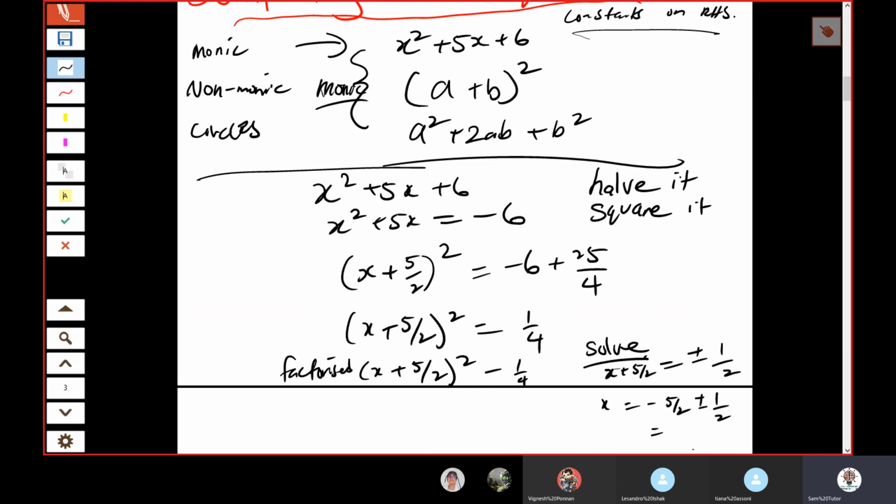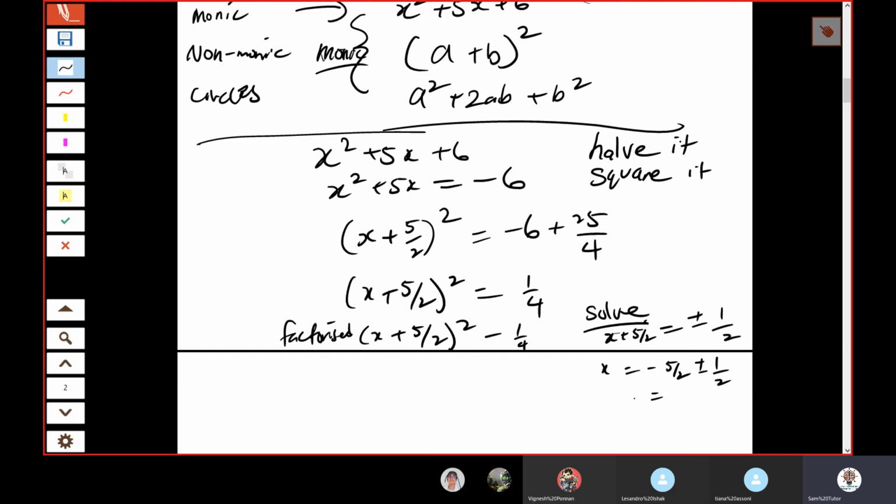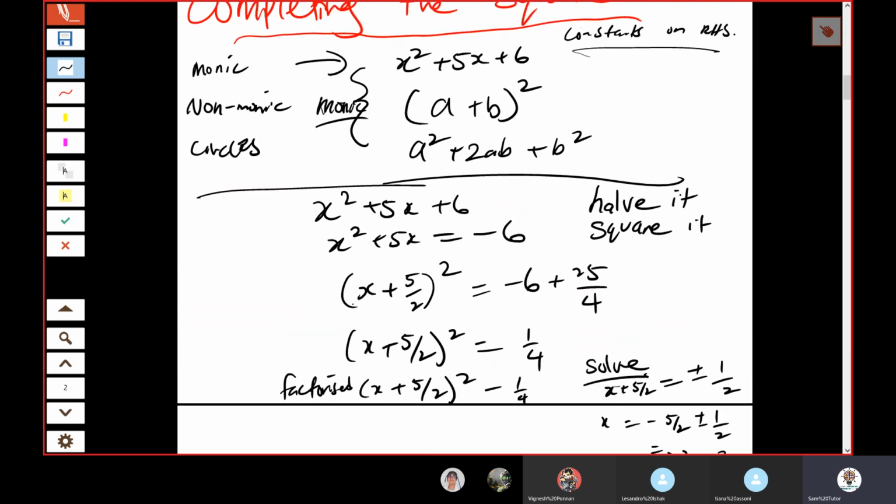Okay, seriously, any questions? Minus 2.5 minus half is minus 3, which we know is the answer from just factorizing that. So solve is this, factorize is this. You bring it back. No questions? Okay. We sure? 100%. Constants on right-hand side, halve it, square it.